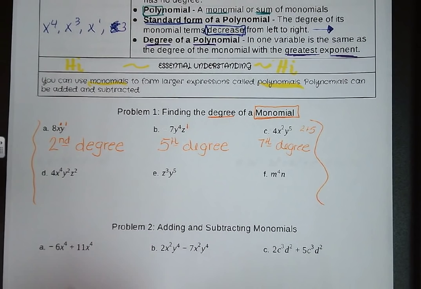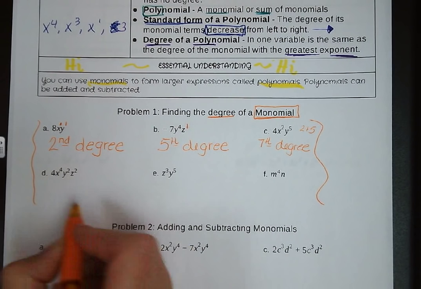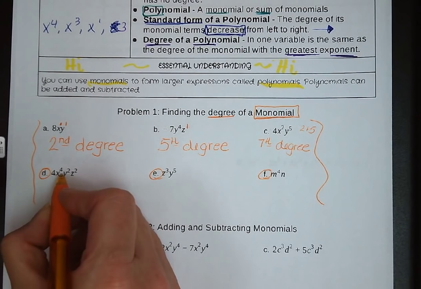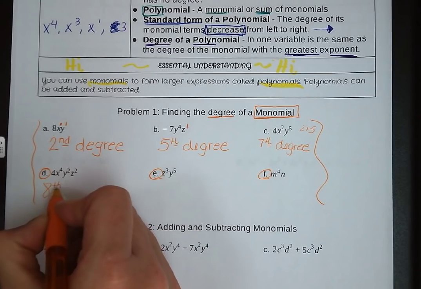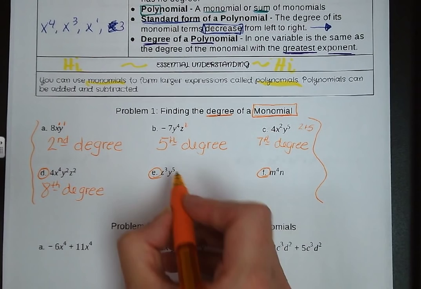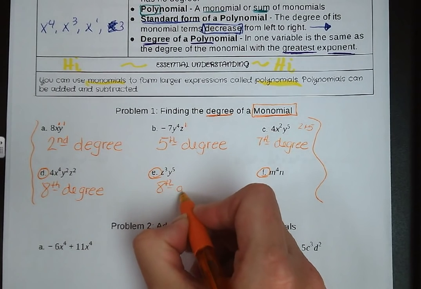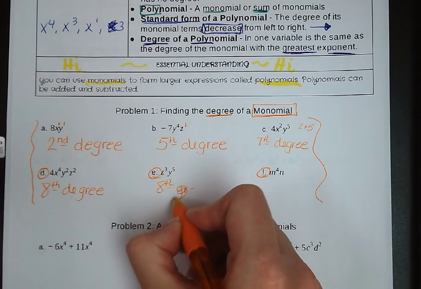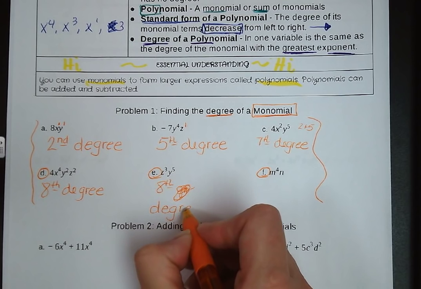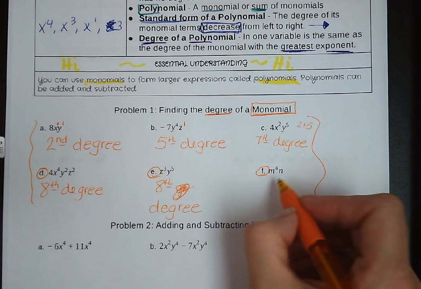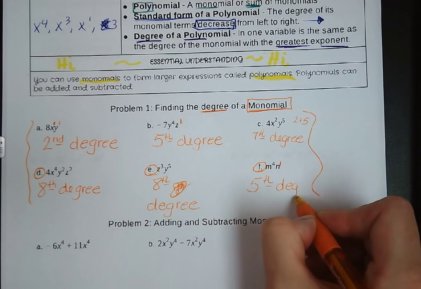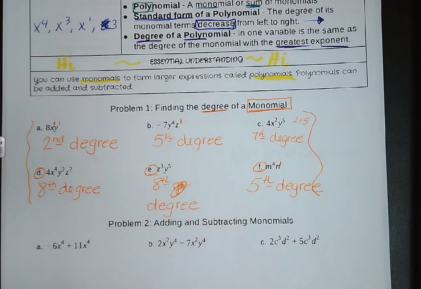Now I want you guys to try D, E, and F, and then we are going to go over them. All right, letter D, we've got x to the 4th, y squared, z squared. So that's going to be an 8th degree monomial. Letter E, we've got z to the 3rd, y to the 5th. That is, again, an 8th degree, not 8th grade. You guys are in 8th grade, or maybe 7th or 6th. All right, and F is m to the 4th, n to the 1st. 4 plus 1 is 5. That is 5th degree. We don't have any 5th graders around here.